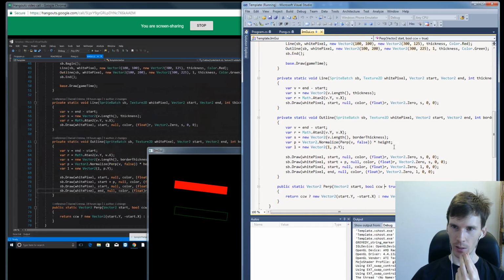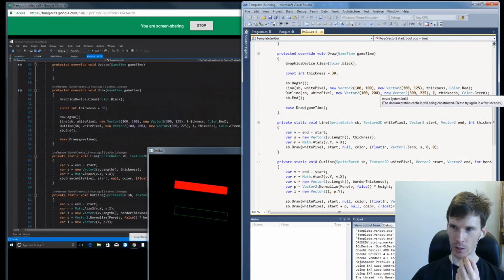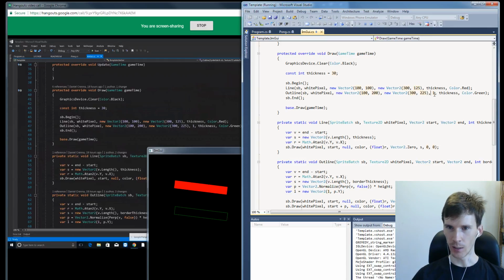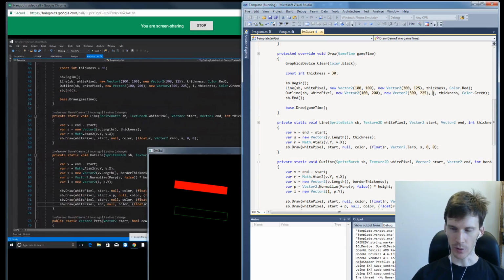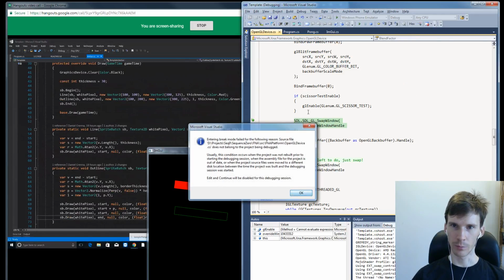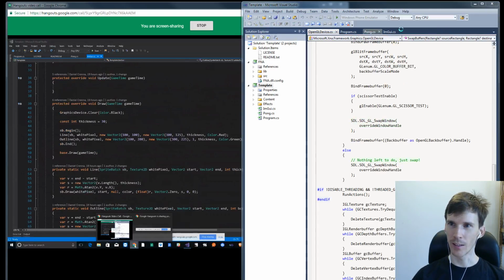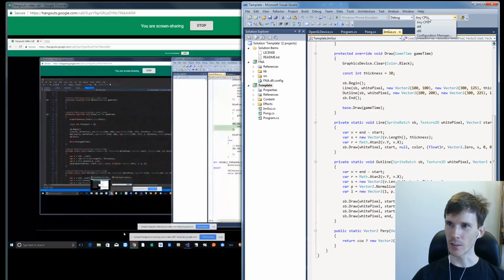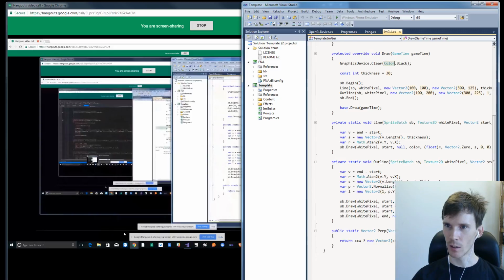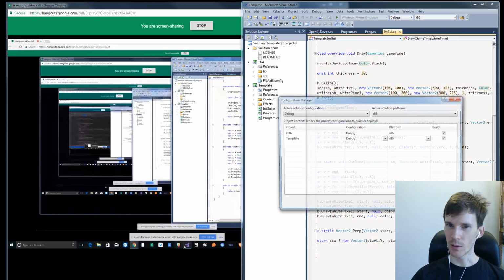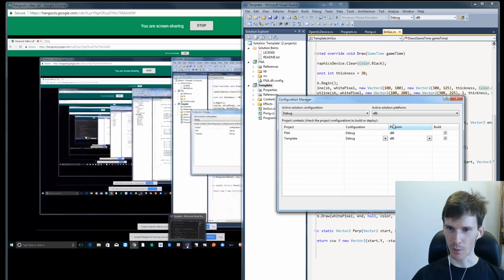with this code is what happens when we change the border thickness here. Oh no, why can't I live edit this? And it's because it's not in the right mode. Let me just adjust my configuration manager.